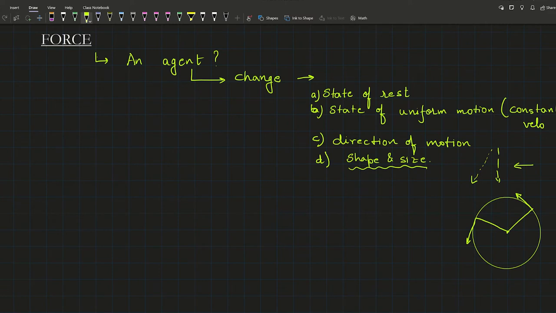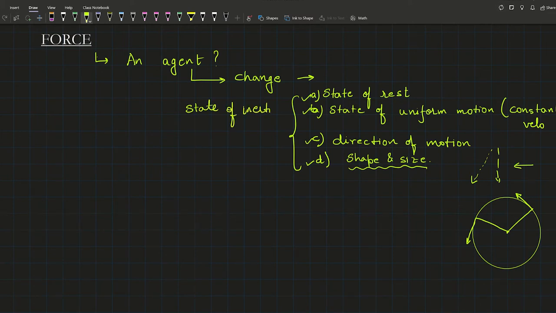So this is about force. Now I believe you understood what force is. Force is basically an agent of change. Change of what? Either the state of rest, state of uniform motion, direction of motion, or shape and size of the object. We'll take everything one by one now. Just to add here, these attributes which I have mentioned as points A, B, C, and D, together they are actually called state of inertia.